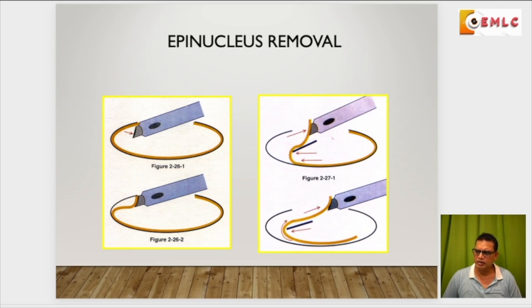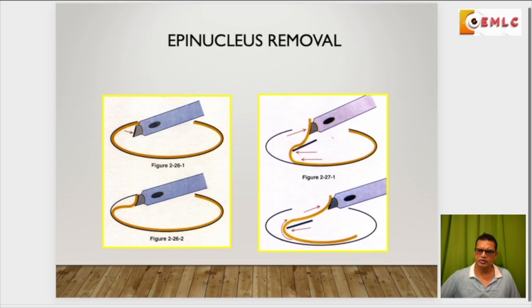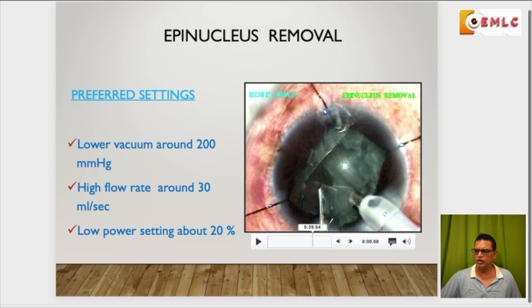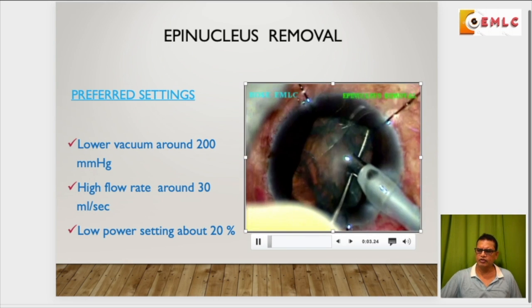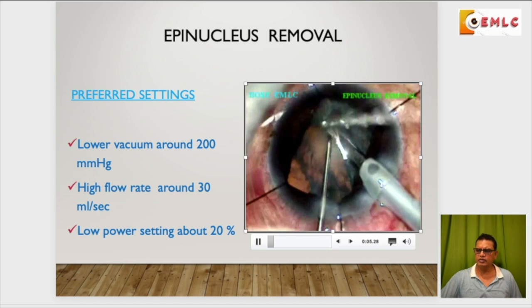Let the fragment come to the center, and then you start using very low phaco power. It needs very low settings. As you can see, I'll show you a video of how I do it. I use a setting normally for phaco. I use 400 to 500 millimeters of mercury.